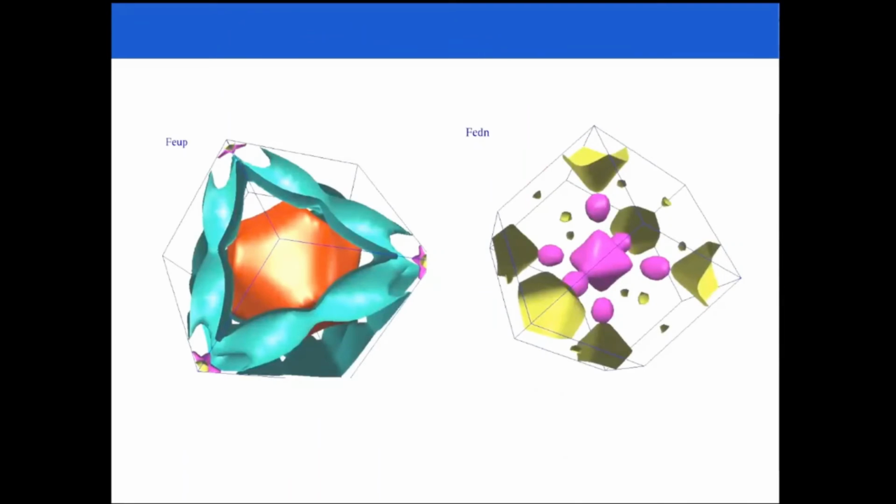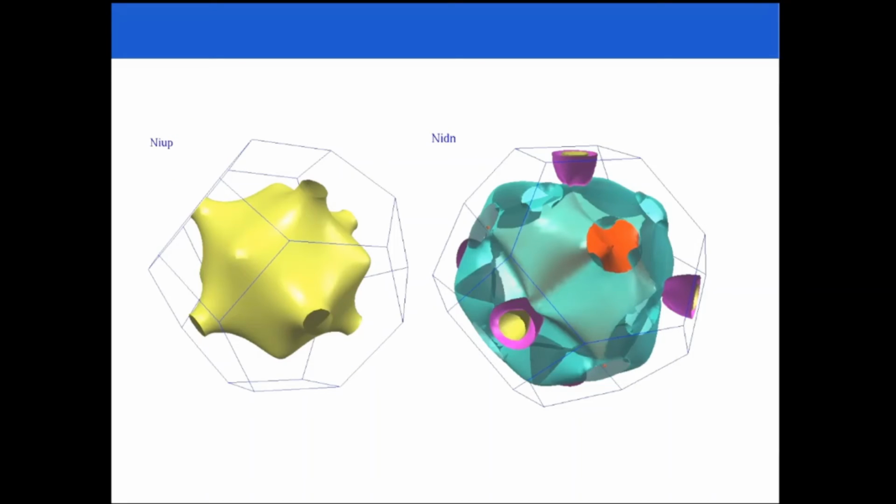And here's some pictures of the Fermi surface of iron. So this is the spin down and the spin up in the Brillouin zone, and you can see the Fermi surfaces are quite different for the two spins.